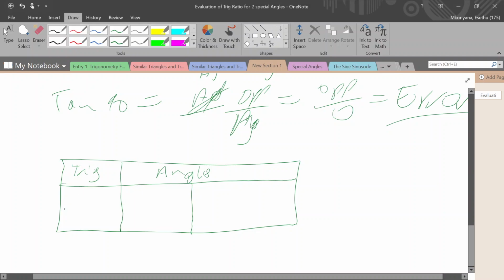So the trig ratios are: we have sine, then we have cos, then we have the last one, which is a tangent.